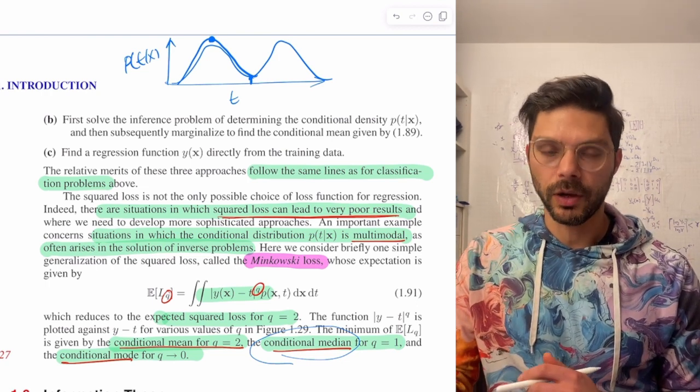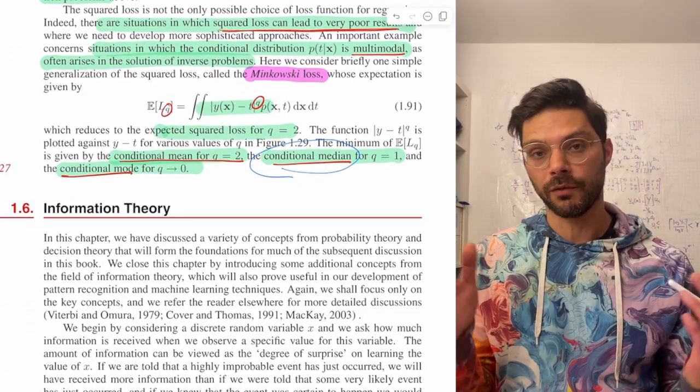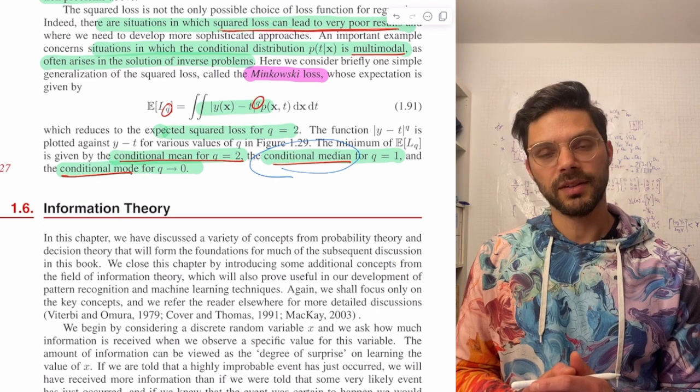So I think that's about it for this section. And next time we're going to be starting a big section on information theory. So that'll be really exciting.